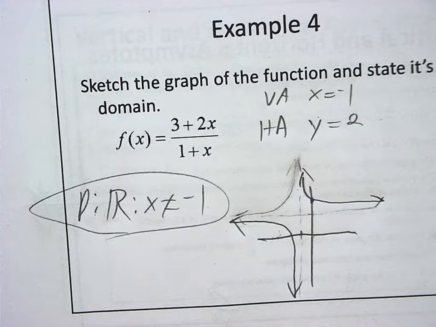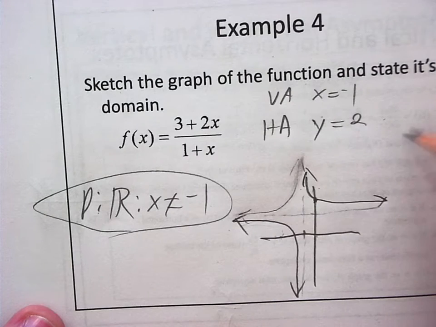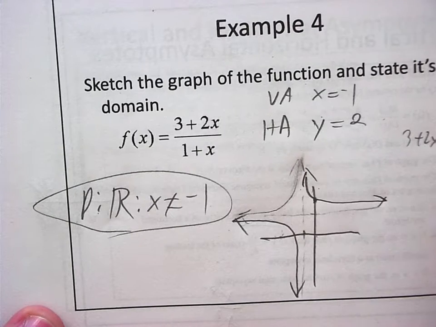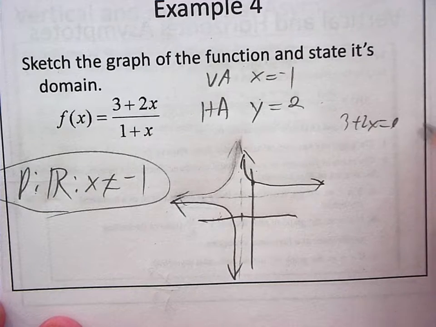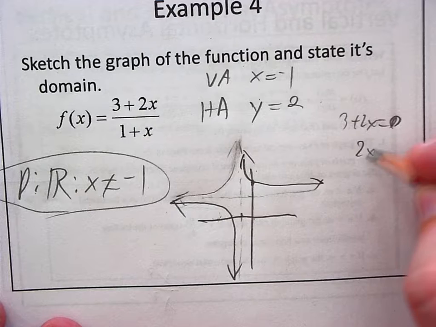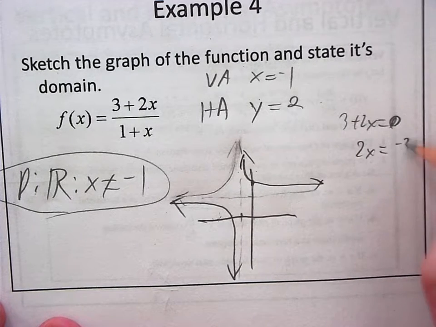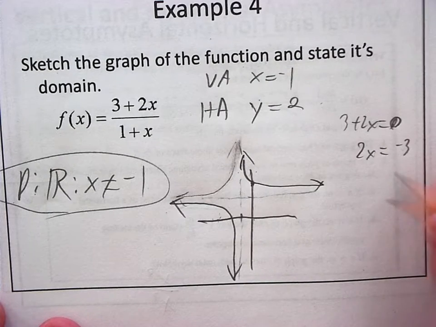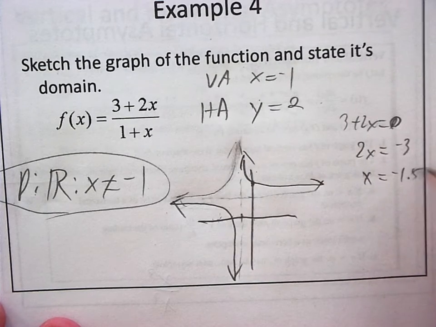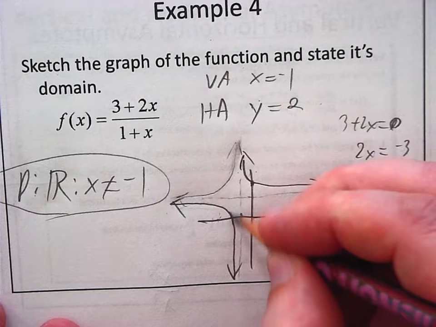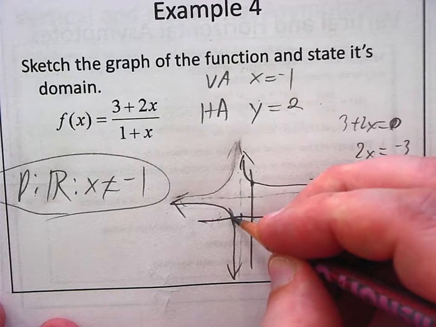When the denominator is 0, it doesn't exist. So when does any fraction equal 0? When the numerator is 0. So what I need to do is set 3 plus 2x equal to 0. What's that going to give me for x? Move over the 3, and I get negative 1.5. So right where it hits is at negative 1.5.